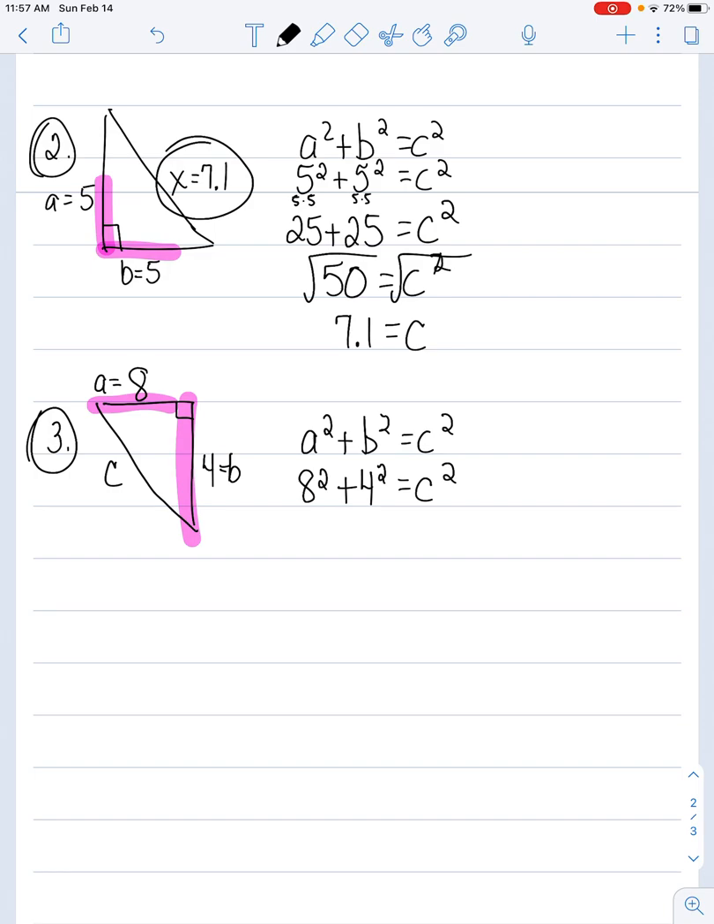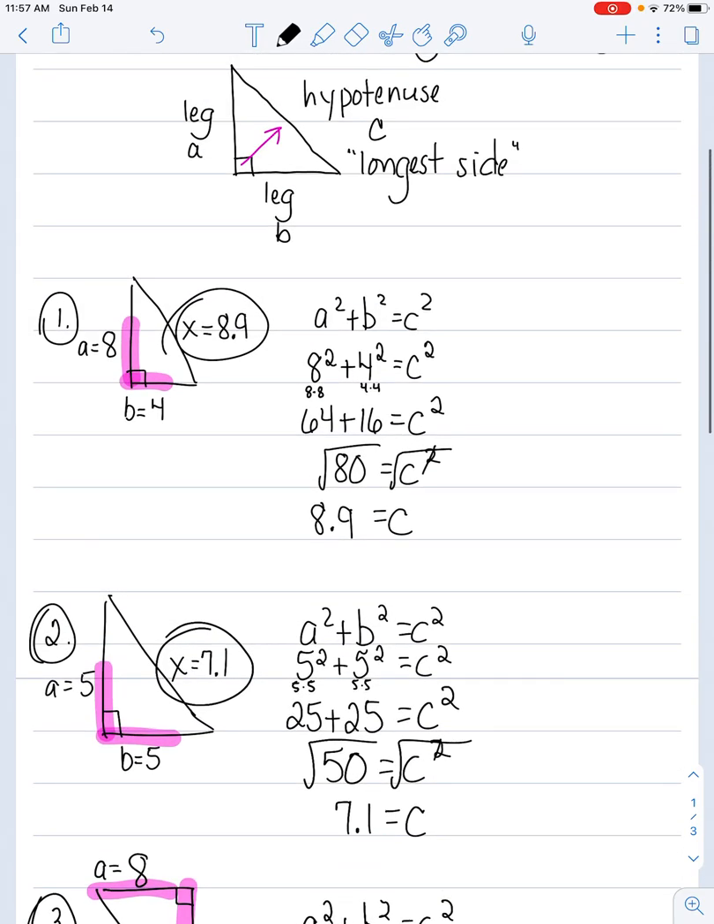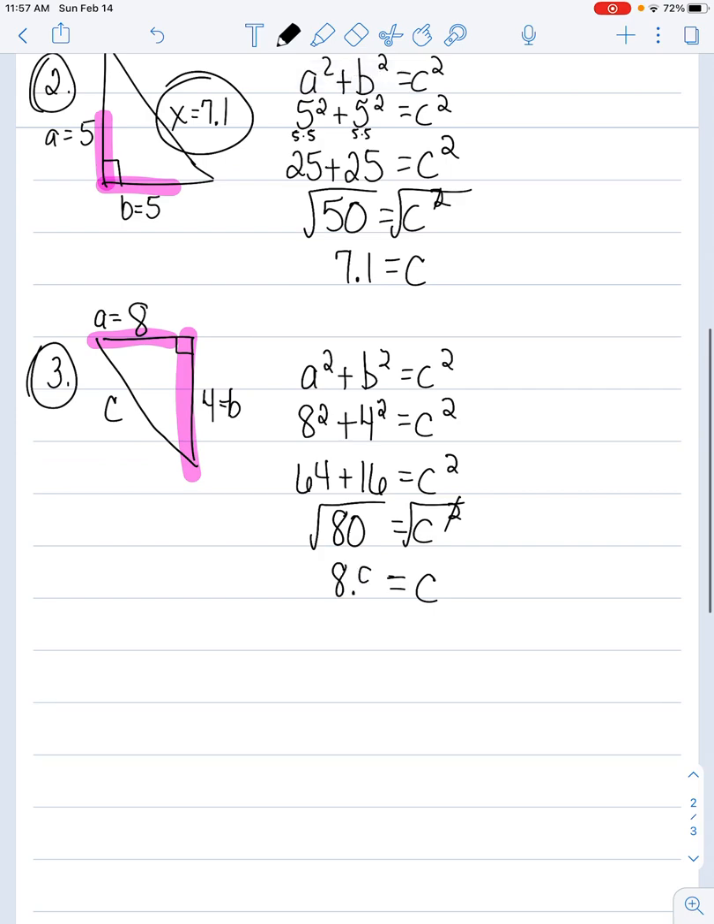So let's square it. 8 times 8 is 64. 4 times 4 is 16, equals C squared. Now I'm going to add those. 64 plus 16 is 80. That equals C squared. I don't want C squared, I just want C. The opposite of square is square root. So C equals, and I think we've already done that, square root of 80 is about 8.9. So my C is about 8.9 units long.